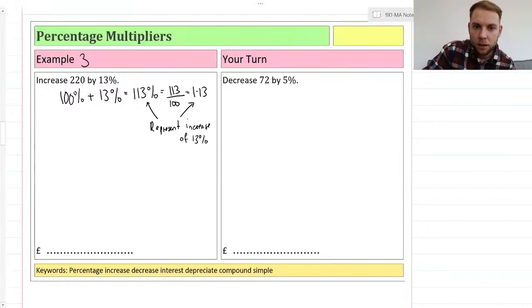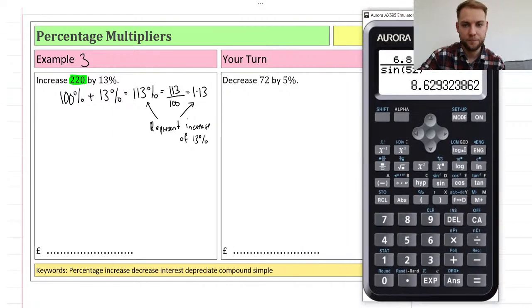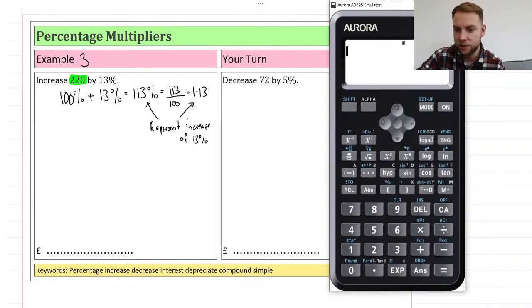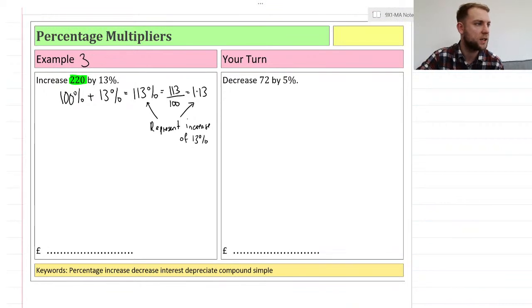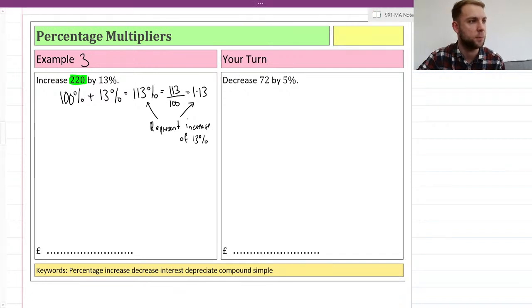Now, the important part is understanding what this represents. I'm just going to show you on the calculator, what do I get if I do 100 times by 1.13? Well, if I do 100 times by 1.13, I get 113%. So I know that this 220 represents 100%. That's my starting point here.